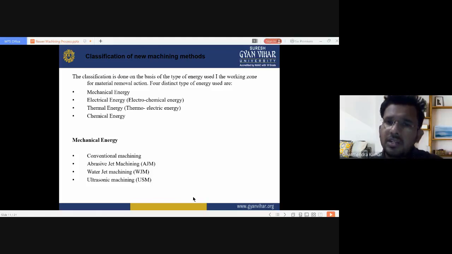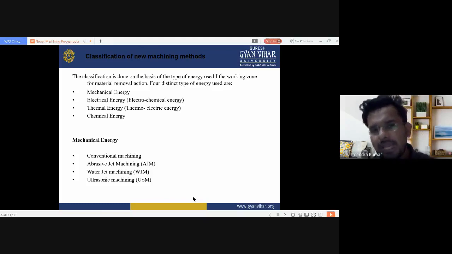There are four distinct types of energy used in all types of non-conventional machining, whether it is ECM, EDM, or LBM. Here are the four types of energy which you are using in advanced manufacturing processes: mechanical energy, electrical energy, divided into electrochemical energy, thermal energy, further divided into electric energy. The fourth one is chemical energy.